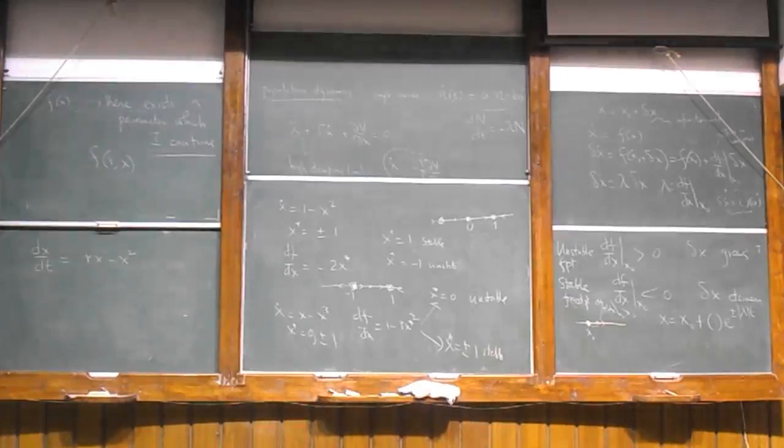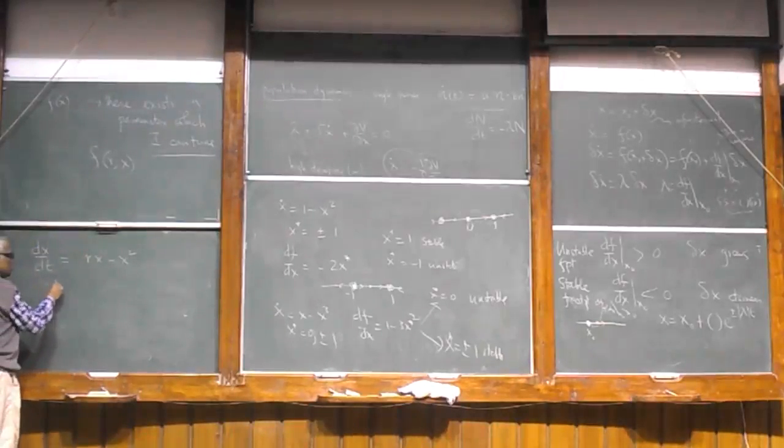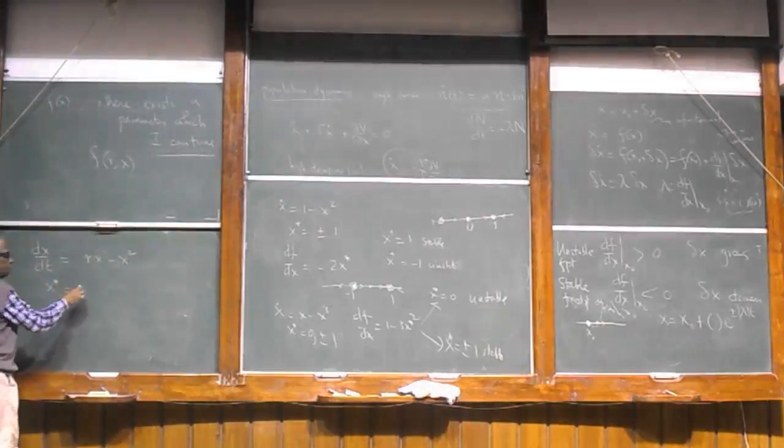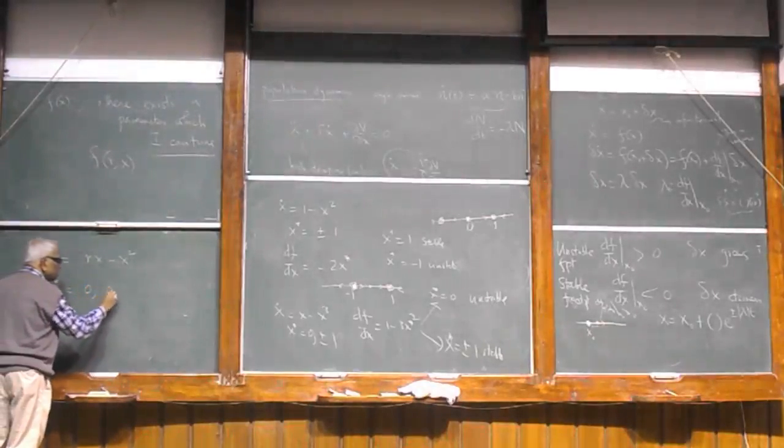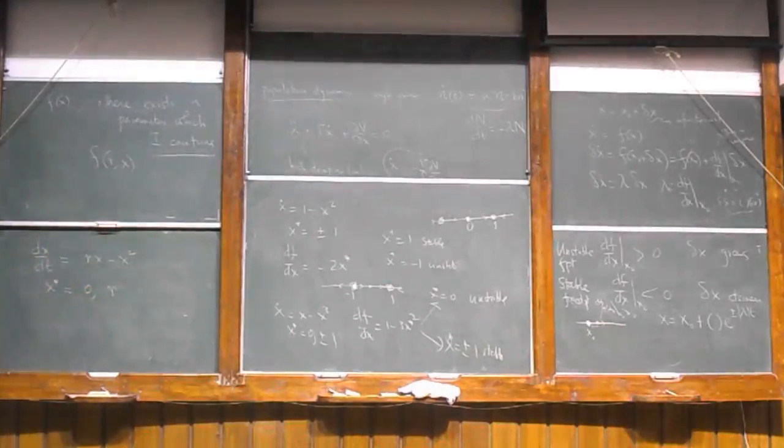So dx/dt is equal to Rx minus x squared, where R is a parameter which you are going to tune. So alright, what are the fixed points? It's all very straightforward, but at least it's going to show something which is less trivial than what we have been talking about. So the two possible fixed points are x star equal to 0 and R.